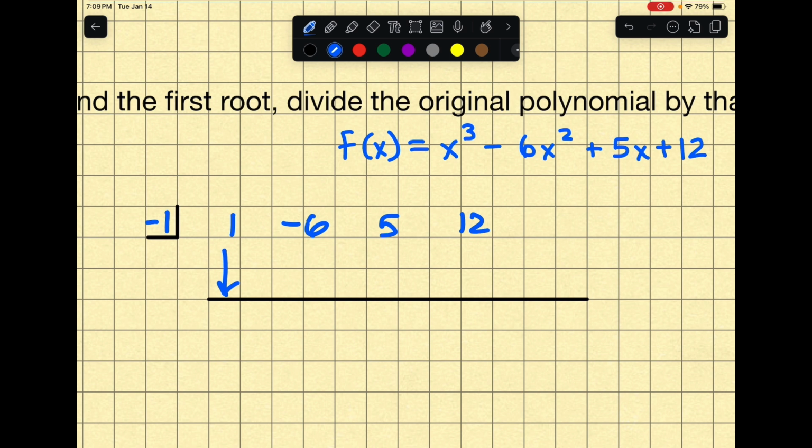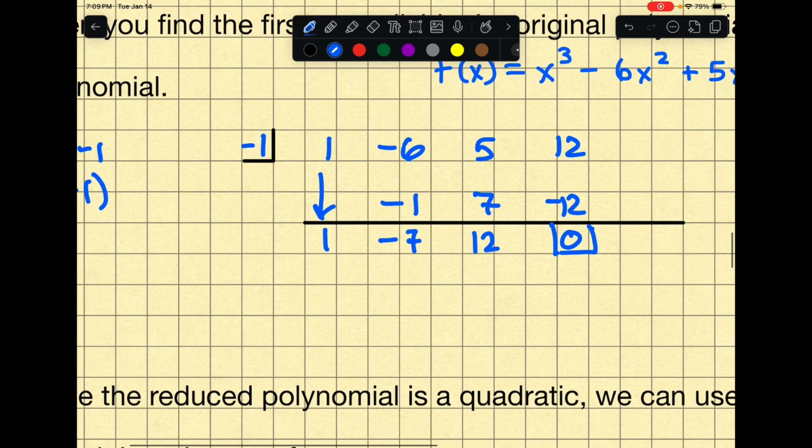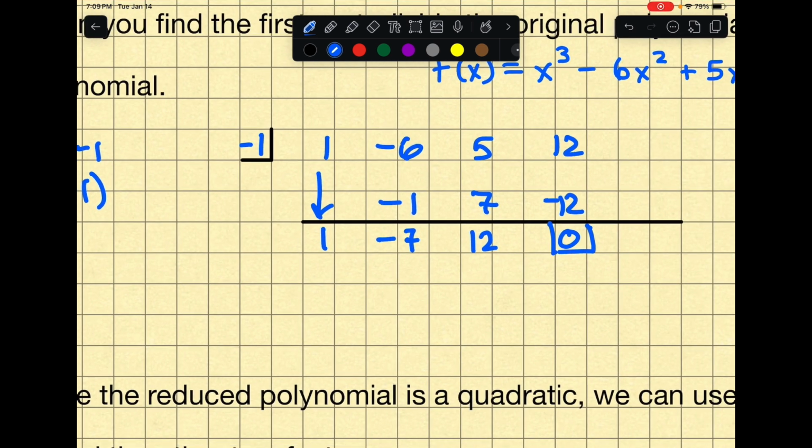We start the synthetic division by dropping the first term down. Then 1 times -1 is -1. -6 plus -1 is -7. -7 times -1 is 7. 5 plus 7 is 12. 12 times -1 is -12. And then 12 plus -12 is 0. Good. We got a 0 for our remainder, which we expected because we're dealing with one of our roots. More importantly, we now have our reduced polynomial.